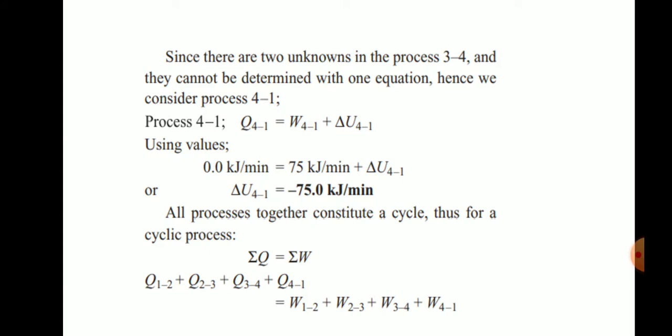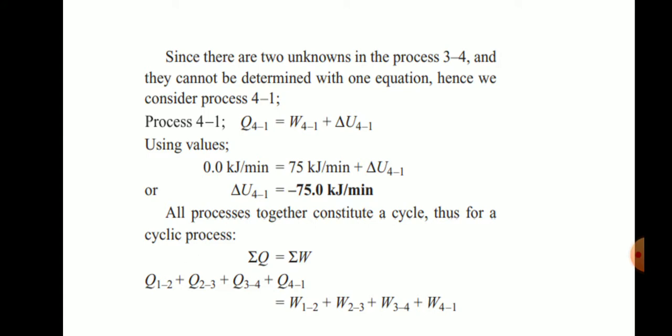Okay, then we go to process 3 to 4, but in the table, process 3 to 4 has only one known variable and 2 unknown variables. It is difficult to calculate 2 unknown variables in a single equation. Therefore we can skip 3 to 4 and go to the final process, which is 4 to 1. Here the unknown value is only one, which is the internal energy of the process.